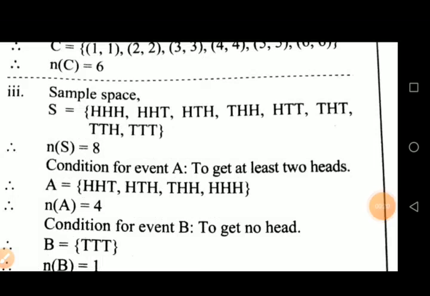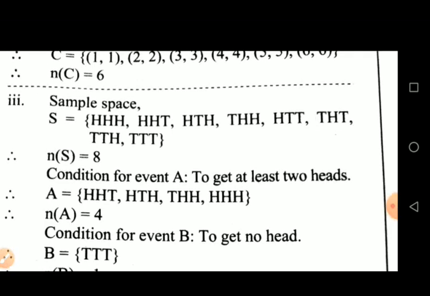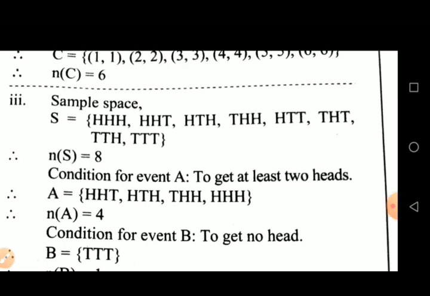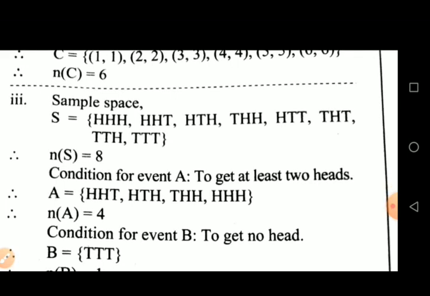Sample space for this random experiment, S equal to, write down in the curly bracket, HHH, HHT, HTH, THH, HTT, THT, TTH, TTT. Close the curly bracket. Number of S is equal to 8.